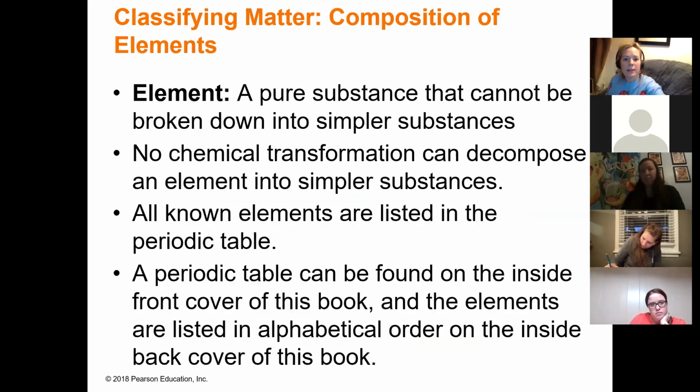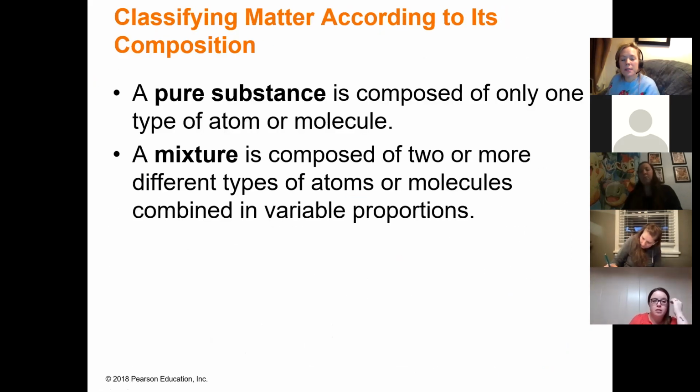So let's go back to the first part and talk about the difference between a pure substance and a mixture. A pure substance is composed of only one type of atom or one type of molecule. You have to be able to write a chemical formula for a pure substance. So helium, or water, H2O. Those are examples of pure substances.